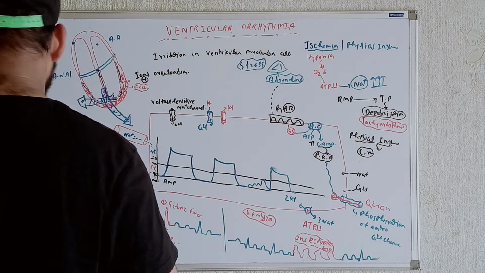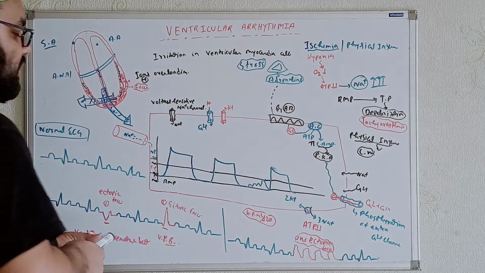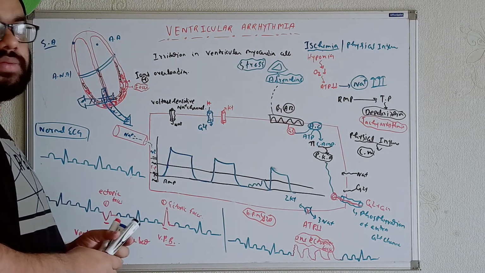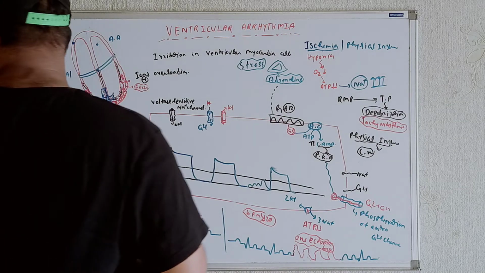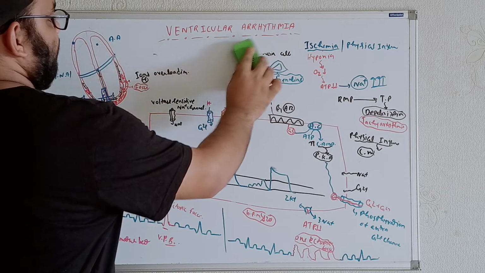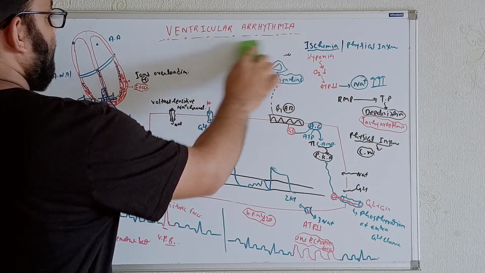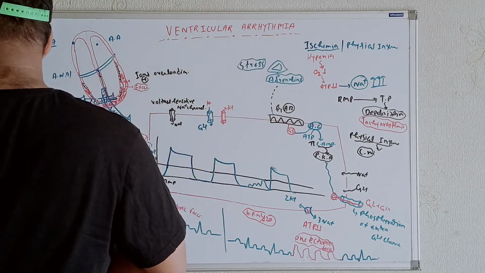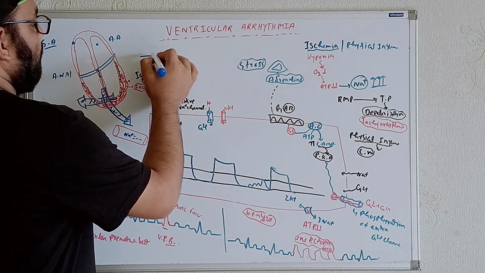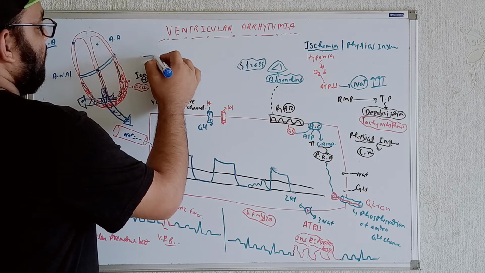If we get more than 200 beats per minute, then what type of thing will we get over here? So let's draw these things over here. Okay. Now, if you draw it in terms of ventricular flutter, what type of thing will we get?